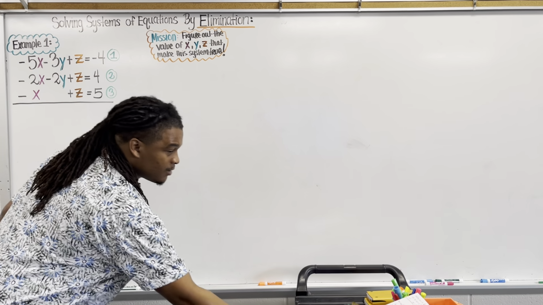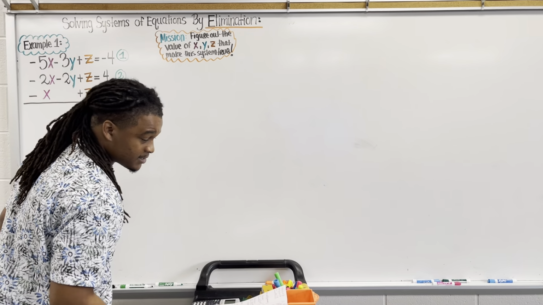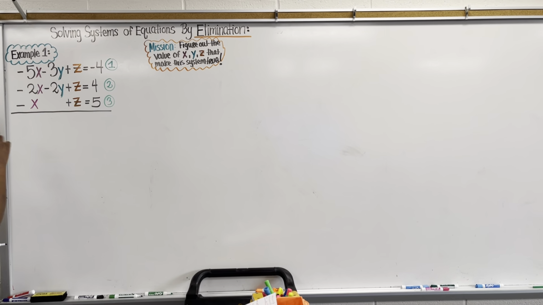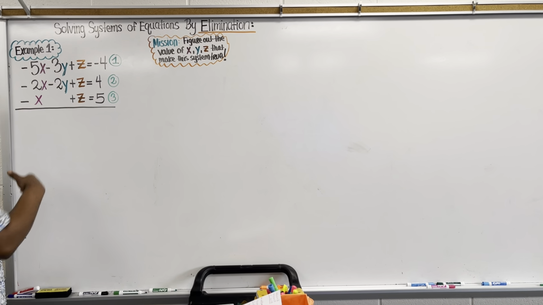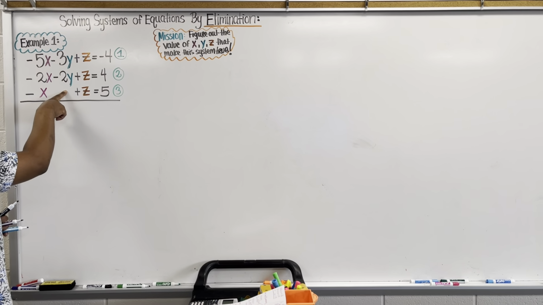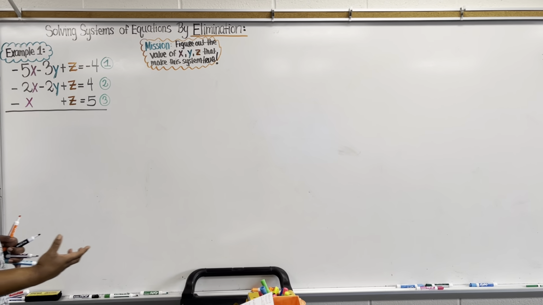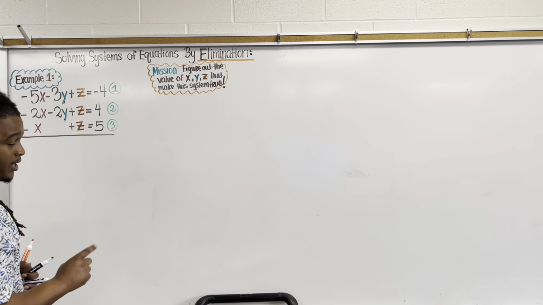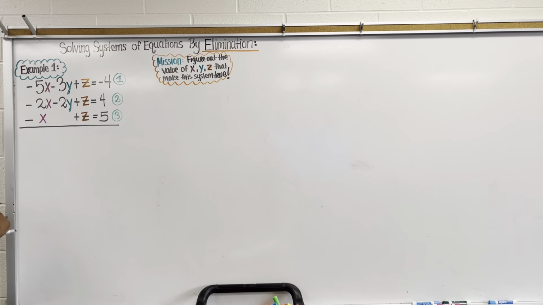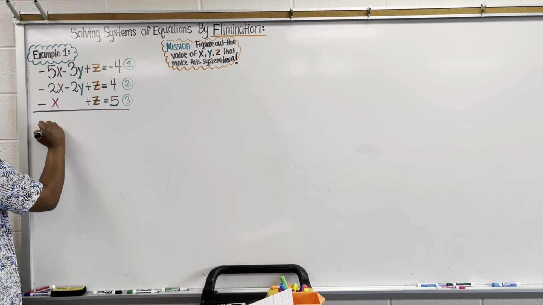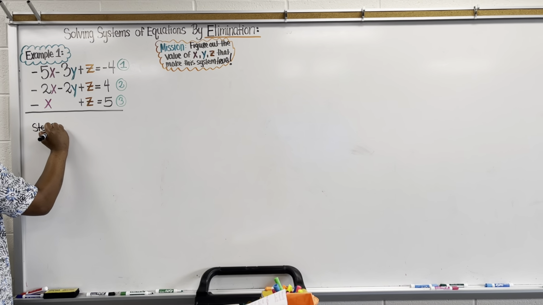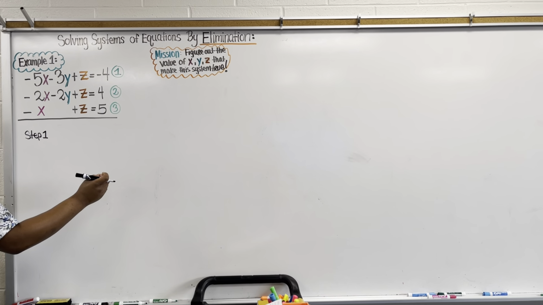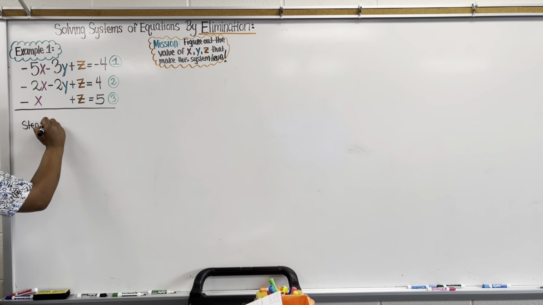So step 1, and I have all my steps because this is a long process. The first thing we want to do is figure out which variable we want to eliminate first. We can pick X, Y, or Z. I've already done this before, so I'm going to follow the steps I've already done. In step 1, we're going to eliminate X, because we have to eliminate 2 values to find out 1 value, and then with the 1 value we find, we can find the other 2 values.